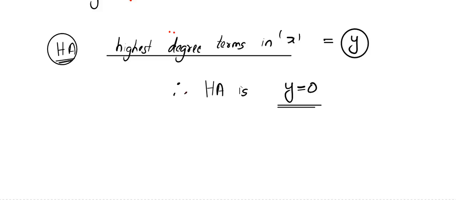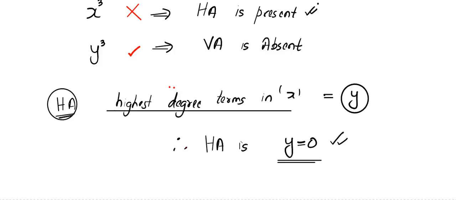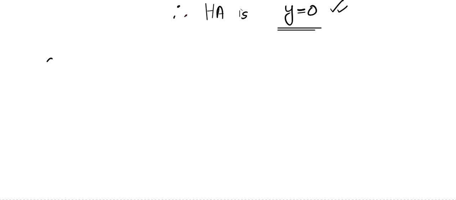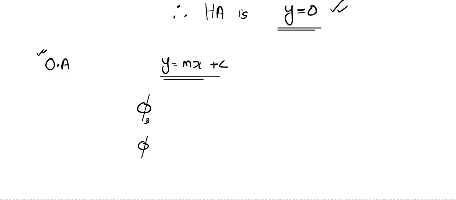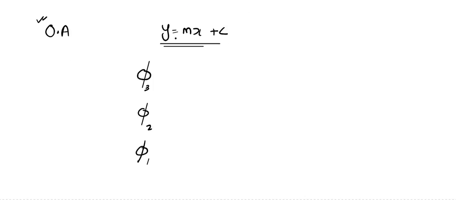Now the horizontal asymptote is done, and we know that there will be a maximum of 3 asymptotes, so we have to go for oblique asymptotes. We write, let y equal to mx plus c be the required oblique asymptote. Our job is to find m and c. Now come a few quantities: phi 3, phi 2 and phi 1.